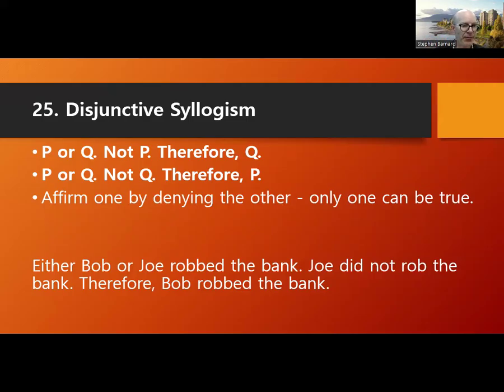Let's say, for example, either Bob or Joe robbed the bank. Joe did not rob the bank. Let's say you are able to exclude Joe. That Joe has an ironclad alibi. We know he was not robbing the bank at the time. Therefore, Bob robbed the bank.